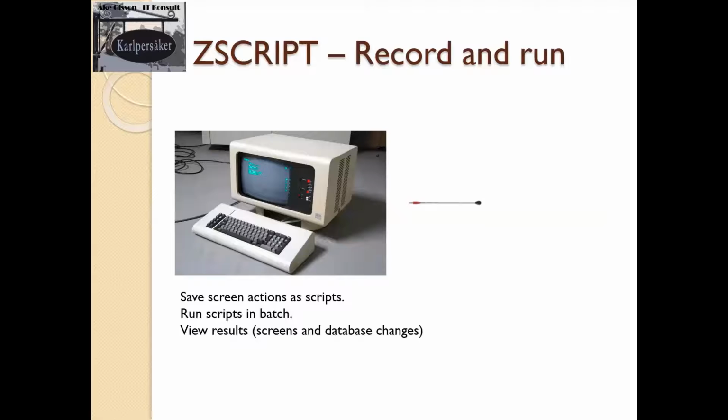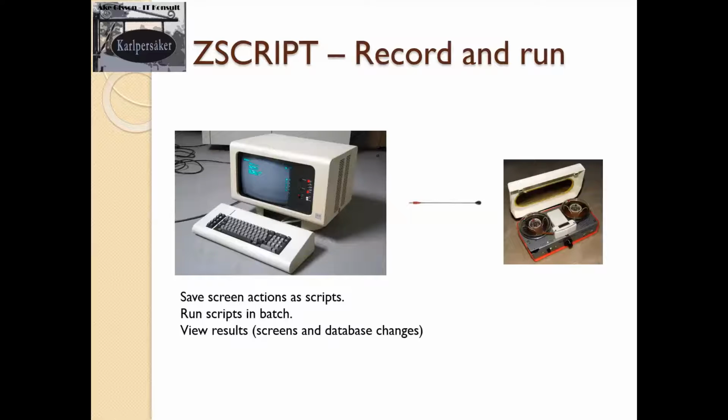And finally, you have functions under the banner Z script, where you can record using ACS. It's all based on ACS. A macro, that is, you record all the keystrokes, and that is saved as a macro, which is then converted to a special type of script. And these scripts you can run, you can submit them to run in batch.